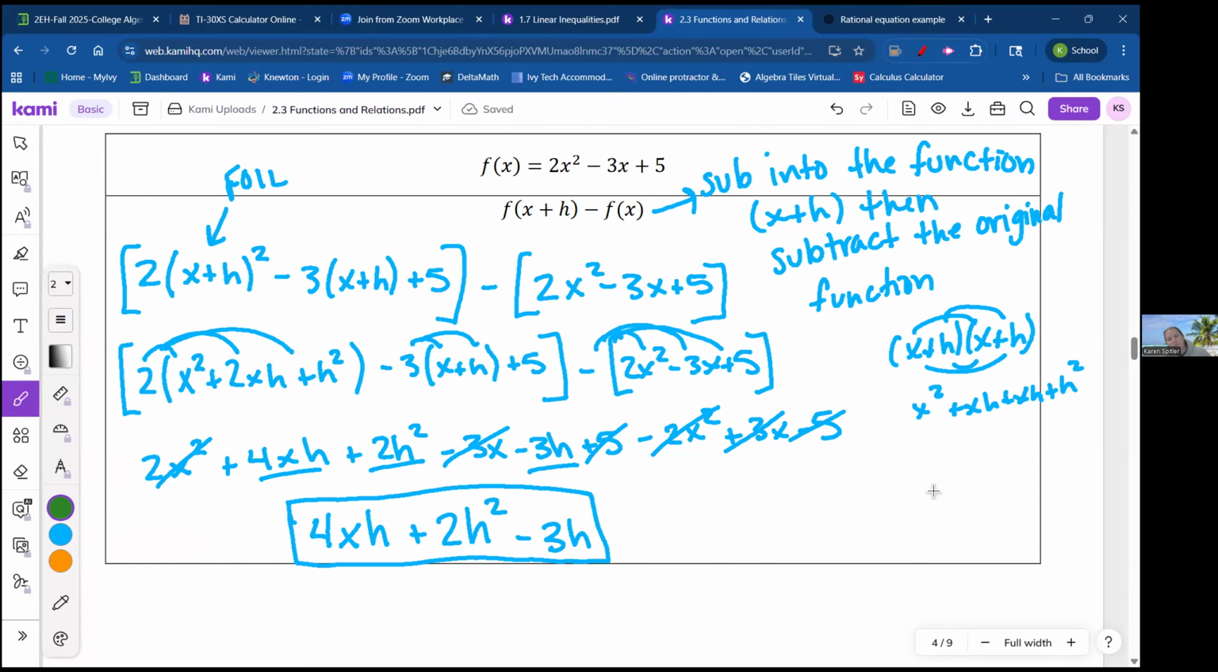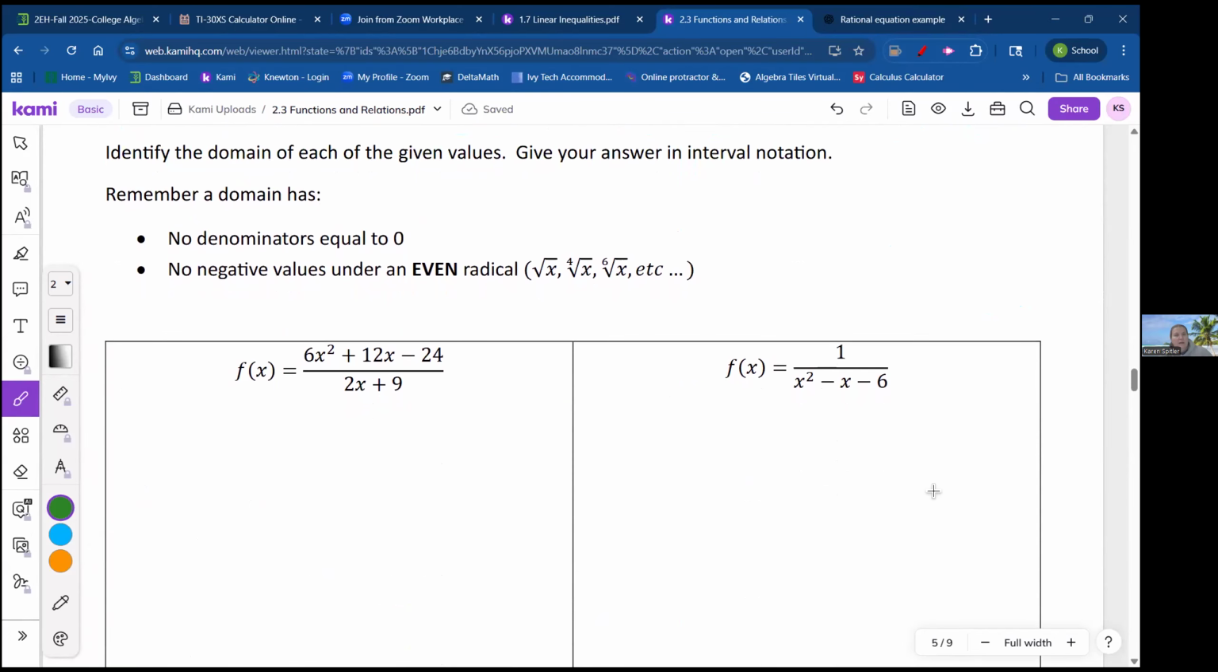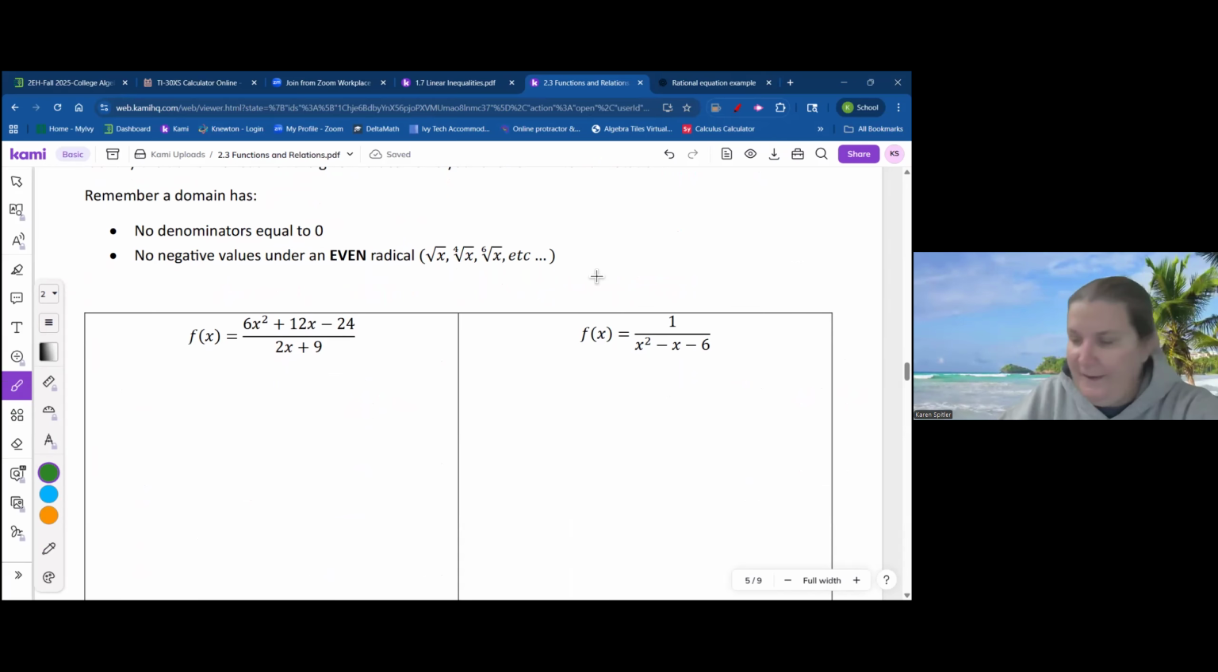All right. Identify the domain of each of the given functions. Give your answer in interval notation. The domain has no denominators equal to 0 and no negative values under an even radical. Most of the time we just do square roots, but if you happen to see a 4, a 6, etc., just so you know. Okay?